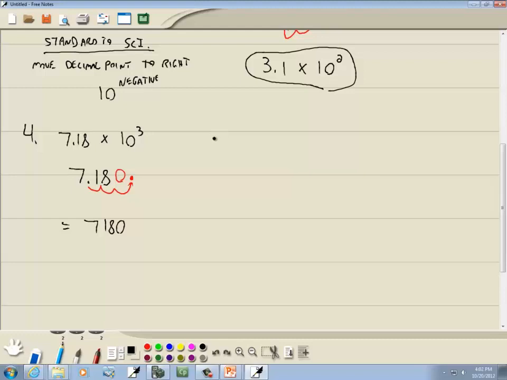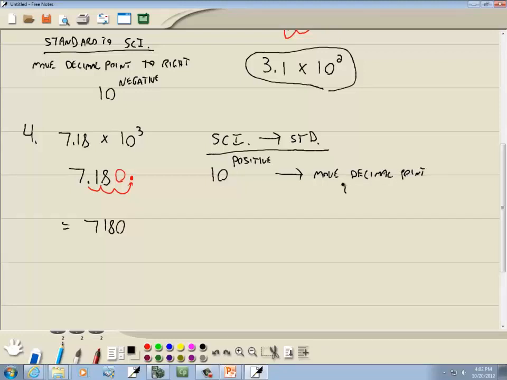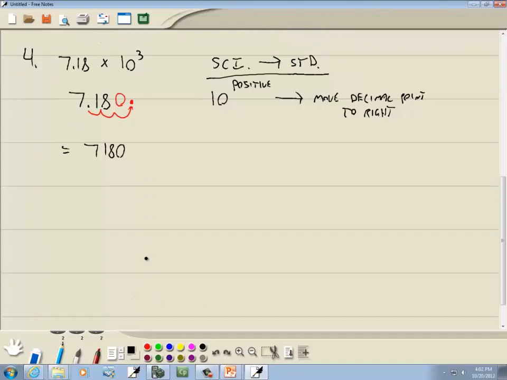Let me summarize this. We're going from scientific to standard. And if you have 10 to a positive power, then you move your decimal point to the right. So if you have 10 to a positive power, you move your decimal point to the right.